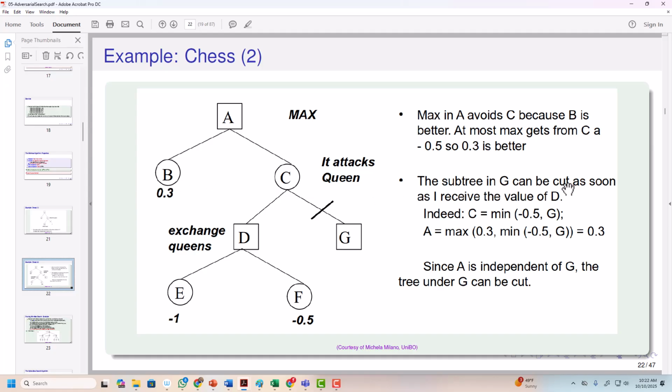So the subtree in G can be just cut as soon as I receive the value of D. Once you know the value at D, the maximum is -0.5. And by that time, because it's a DFS, you have already explored this side, you know the maximum value I can get from here is 0.3, and from C I'm getting -0.5. So A will say I'll not even go in that direction, I do not even need to consider the value of G, I'll stick with this as my optimal path. Since A is independent of G, the tree under G can be cut.